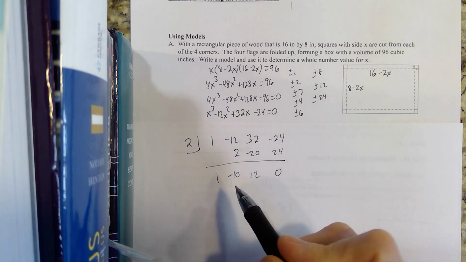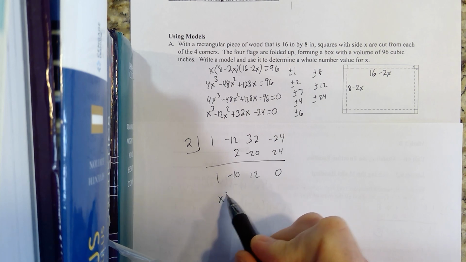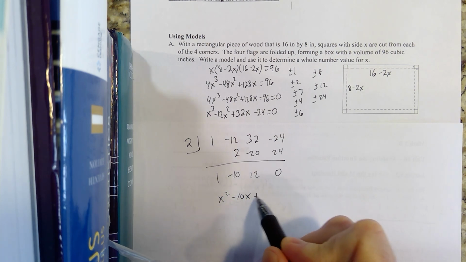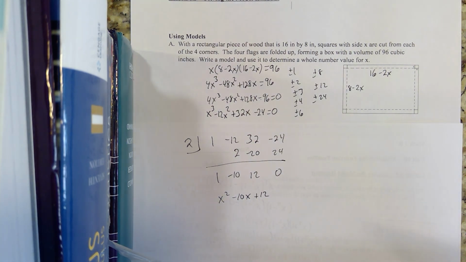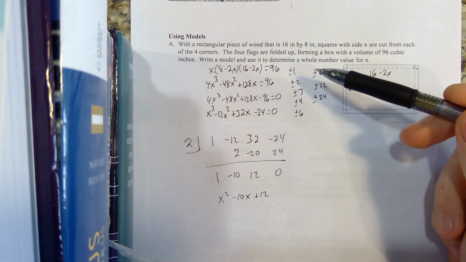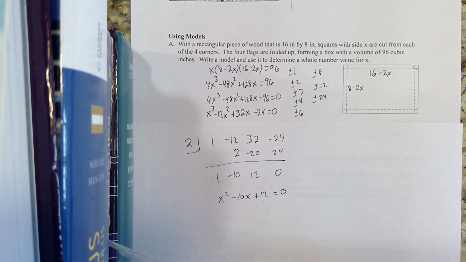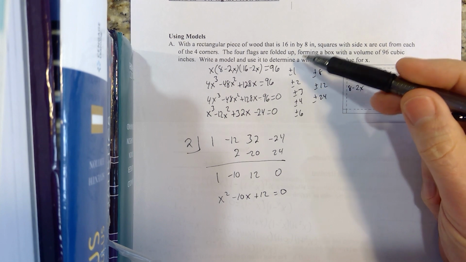Okay. And now at this point, I have this depressed polynomial, right? This is x squared minus 10x plus 12. Rather than continuing to guess through here and see if any of them work, right? I'm now down to a quadratic. So since I'm down to a quadratic, I can just check, does it factor, right? If it doesn't factor cleanly, then I know that none of those work.